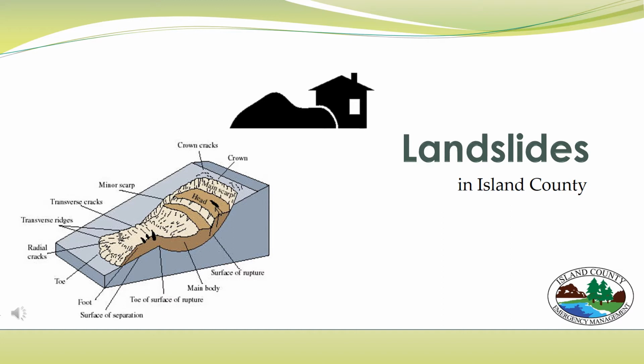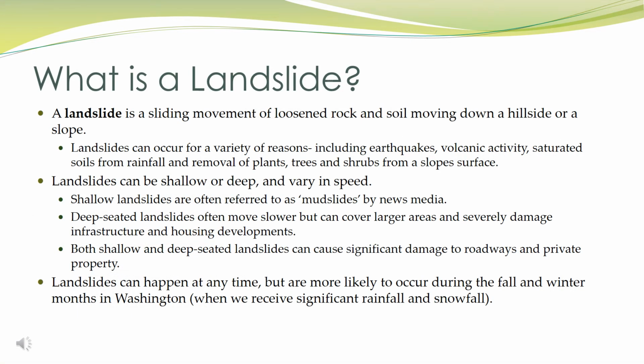This week, we're going to look at landslides. So what is a landslide? A landslide is a sliding movement of loosened rocks and soil moving down a hillside or a slope. Landslides can occur for a variety of reasons. Some of these include earthquakes, volcanic activity, saturated soils from rainfall, and removal of plants, trees, and shrubs from a sloped surface. Landslides can be shallow or deep and vary in speed.